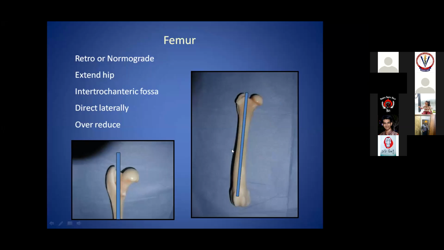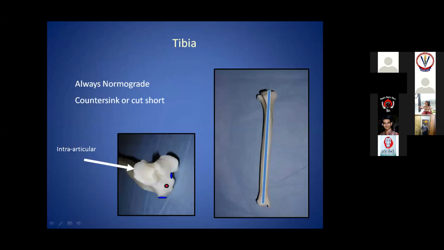And for a femur, you can do either a retrograde or a normograde, directed laterally, and you can reduce the fracture and put the pin into the distal fragment. Now for the tibia, see, this is the tibial bone. Because it is very closely associated with the stifle joint, it is usually preferred to do a normograde pinning in tibia. Suppose there is a fracture line here and you do a retrograde pinning, there is every possibility that you will be damaging the structure. So to avoid that, it is always better to go for a normograde.